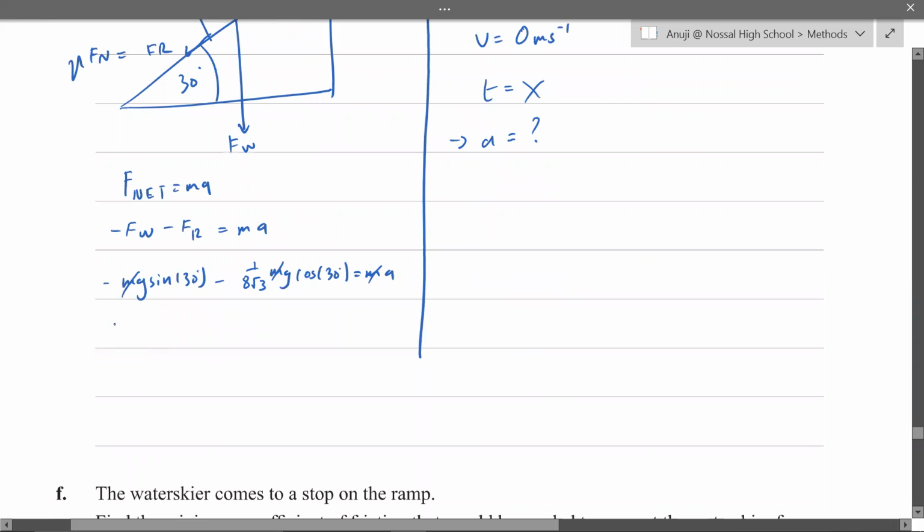So if you simplify this, it's g/2 minus g/16 equals a. So a is negative 9/16. Oh, sorry, 9g/16. So now this we know is that value, where g is 9.8.